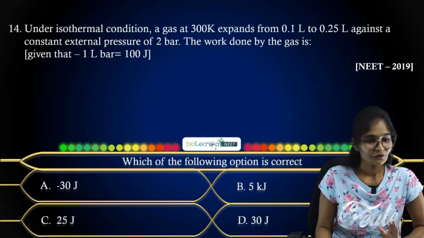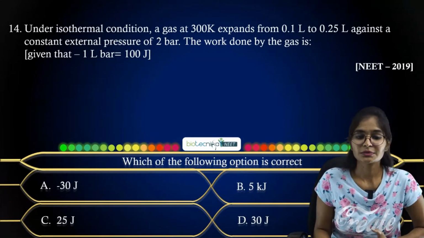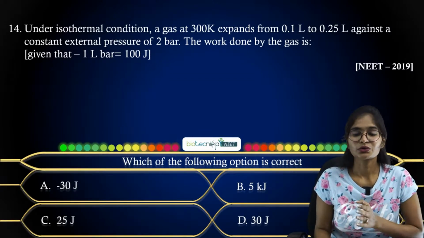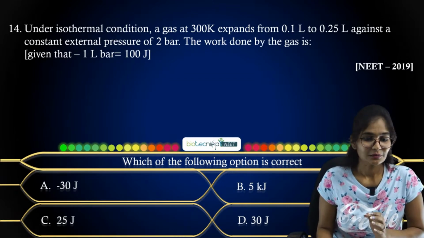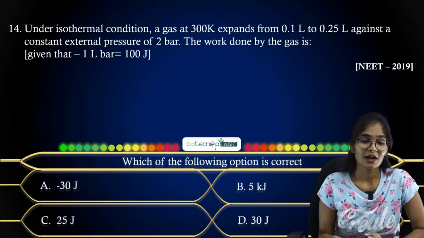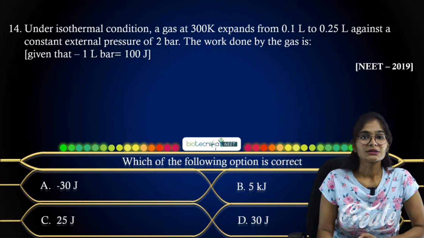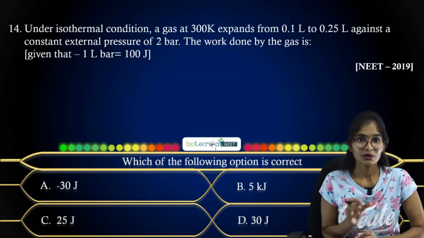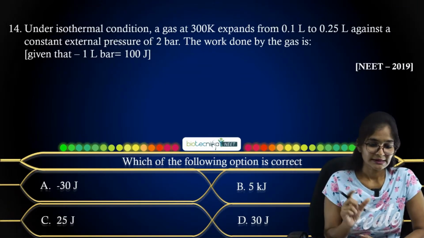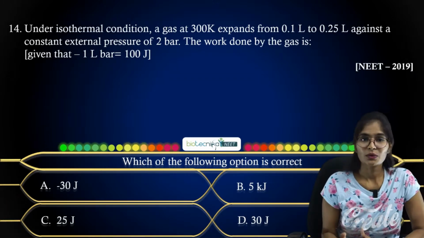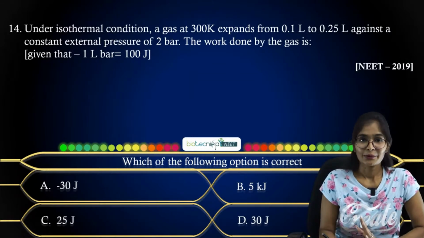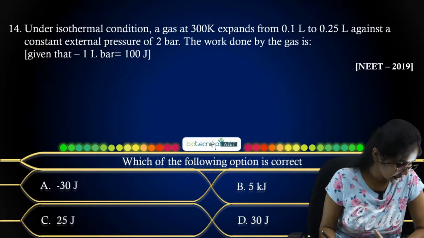The 14th question. Under isothermal condition, a gas at 300 Kelvin expands from 0.1 liter to 0.25 liter against a constant external pressure of 2 bar, and the work done by the gas is... They are asking regarding the work done, and they have mentioned that 1 liter bar is equal to 100 joule. So you have to multiply whatever answer you get by 100 joule and you will get your answer in joule. Just let me know what answer you will get. The options are A minus 30, B 5, C 25, and D 30.